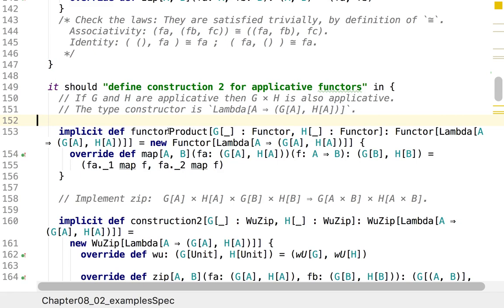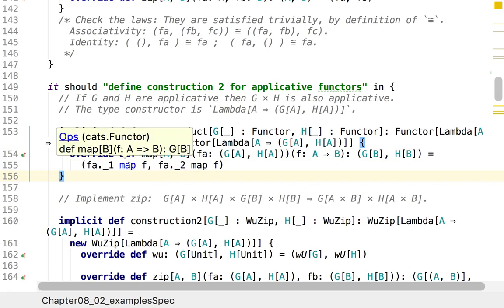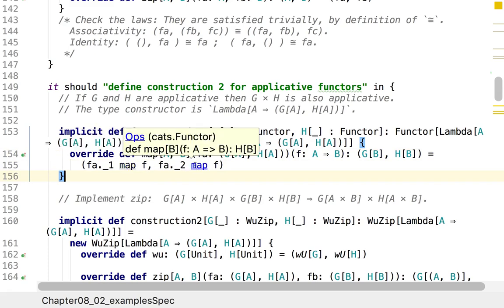So first we need to implement the functor instance. Here it is. G is a functor, H is a functor, and then we define a functor of this. So we need to define just the functor instance for a product, which is a standard code that you take component by component. The first component of FA you map, and the second component of FA you map. And these maps, this is in G, and this is in H. So component by component, you define it.